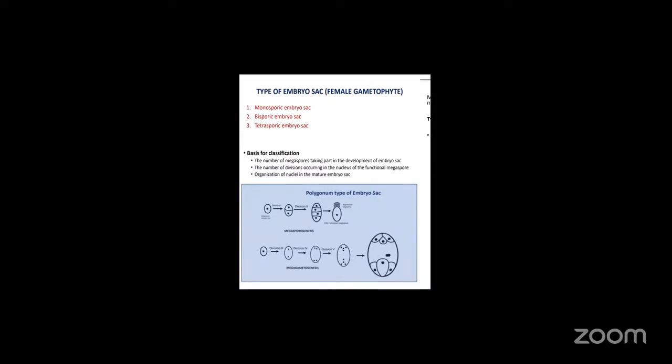Monosporic, bisporic and tetrasporic. So here that is the polygonum type, where eight nuclei are present. And the oenothera type, where the mature sac has four nuclei. In Oenothera lamarckiana, this type of embryo sac is usually formed from the micropylar megaspore of the tetrad, which undergoes only two nuclear divisions.